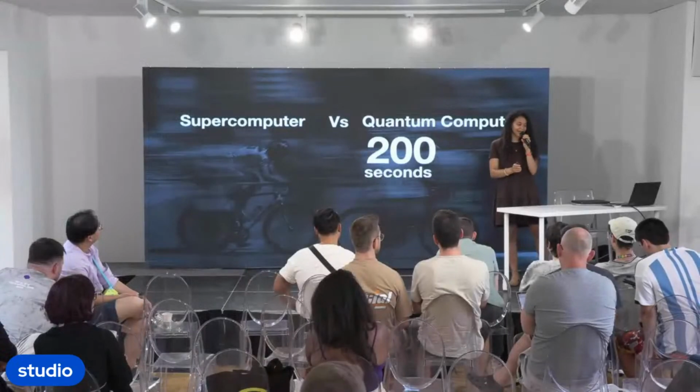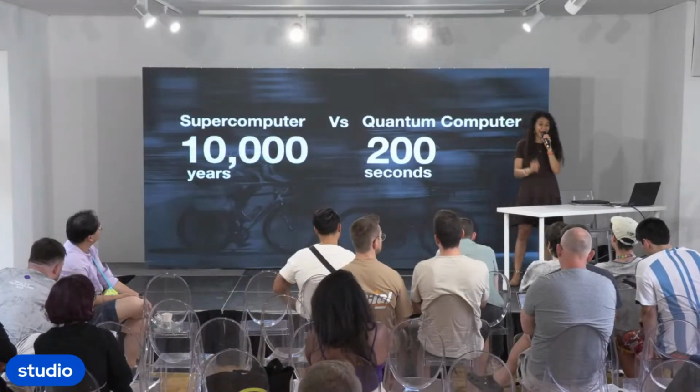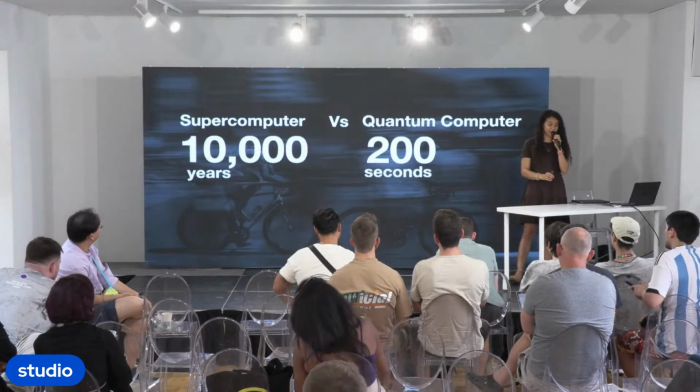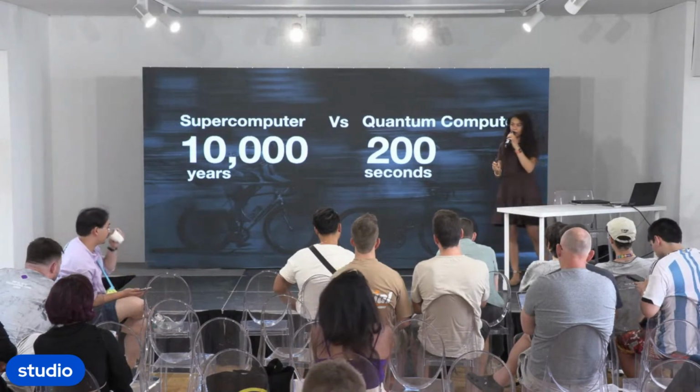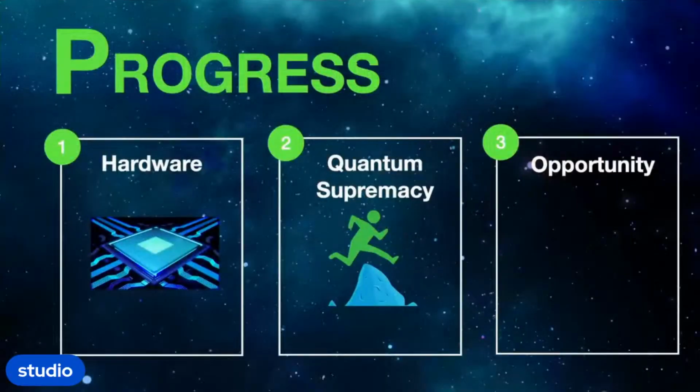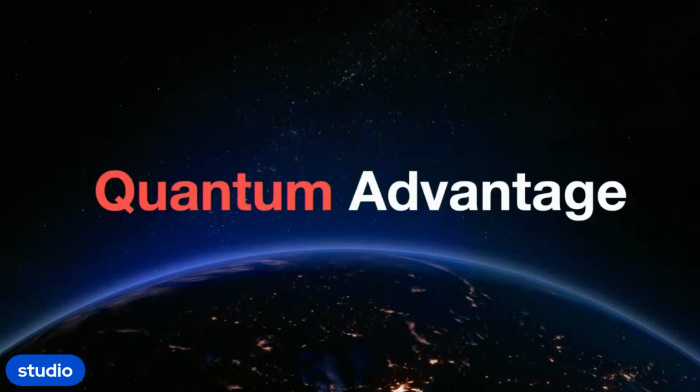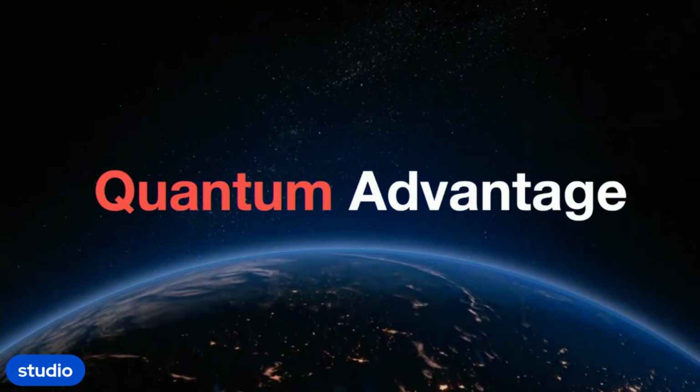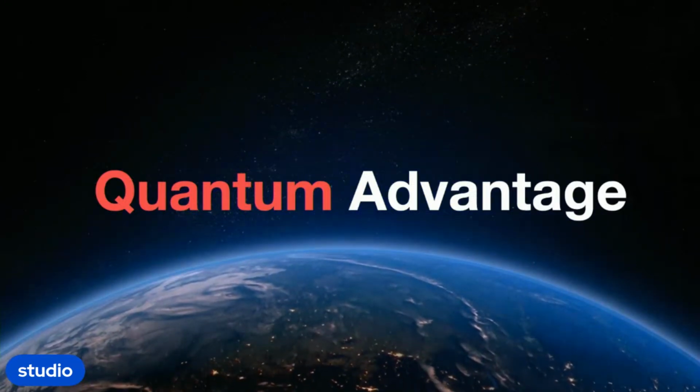So a quantum computer took 200 seconds, and they estimated it would take 10,000 years on a supercomputer. That was the first example of a real problem that could be solved exponentially faster on a quantum computer. And so now is sort of what's next.